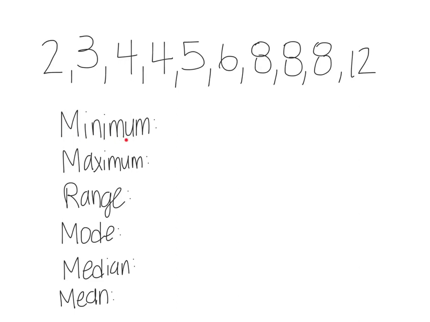So first, our minimum is going to be the smallest number. So in this case, that's a 2. Maximum, the biggest number. In this case, it's 12. Then the range is the difference between the maximum and the minimum. So you will do the maximum minus the minimum to get your range. In this case, it's 10.